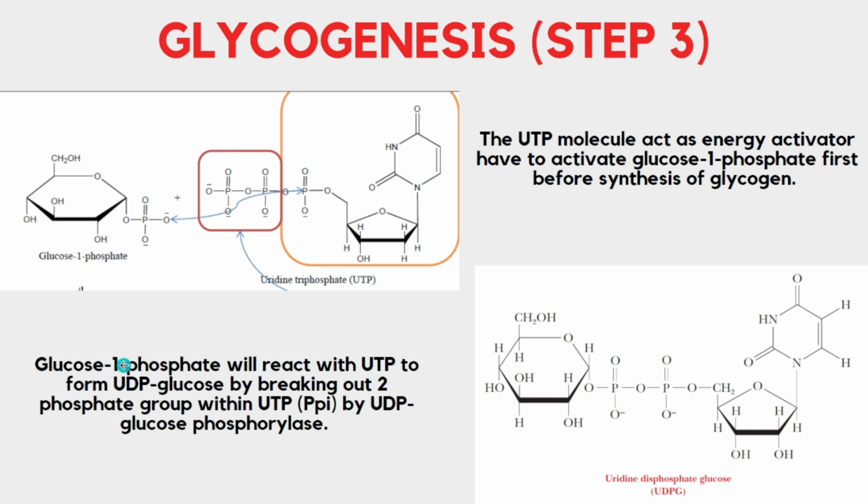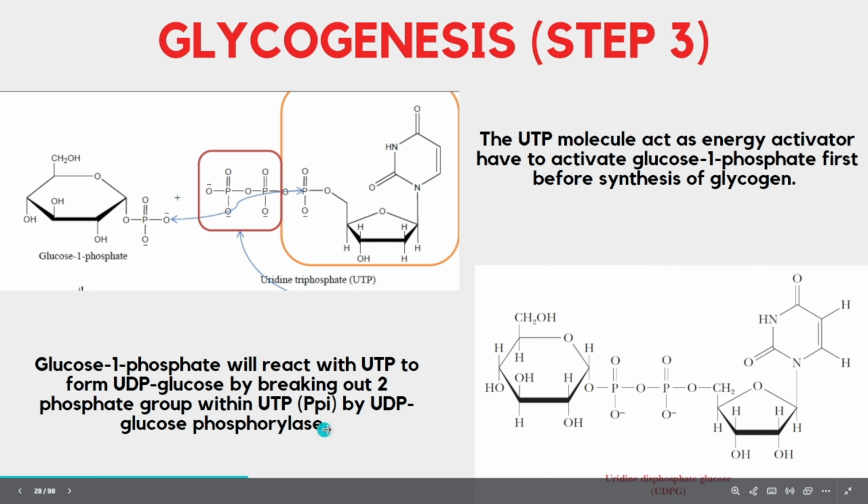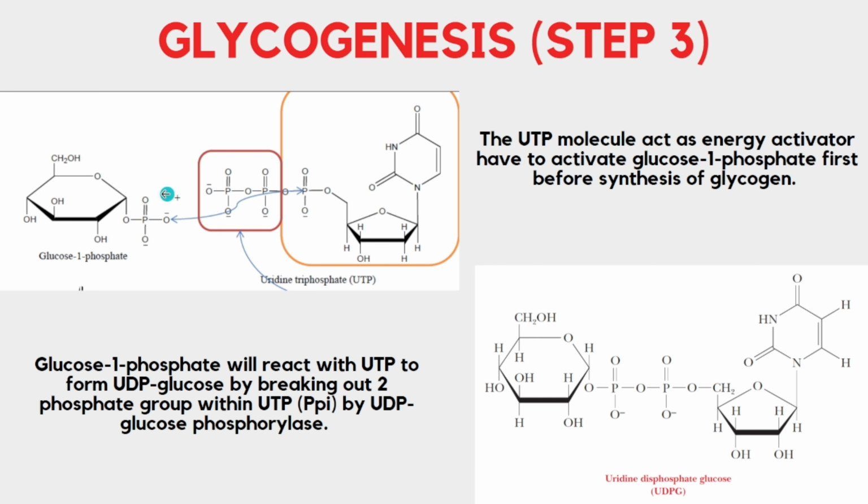The glucose 1-phosphate will react with UTP to form UDP-glucose, this structure. Imagine that glucose 1-phosphate already has one phosphate group. UTP is the triphosphate, so it contains three phosphate groups. It will release two phosphate groups from the UTP by UDP-glucose pyrophosphorylase. So the phosphate group on glucose 1-phosphate remains, but the two phosphate groups from the UTP will be removed.